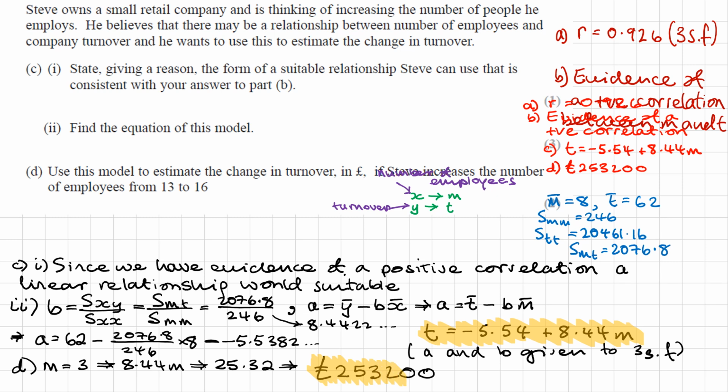According to this model, if Steve gets 3 more employees, from 13 to 16, or in fact any increase of 3 employees, if it was 100 to 103, the increase in turnover is still going to be the same amount.